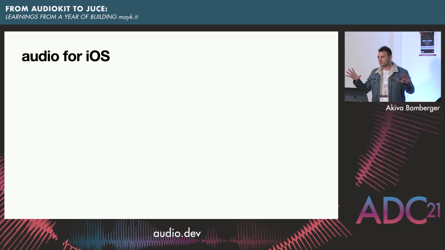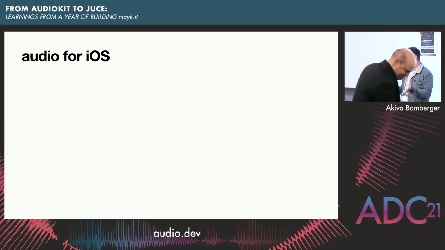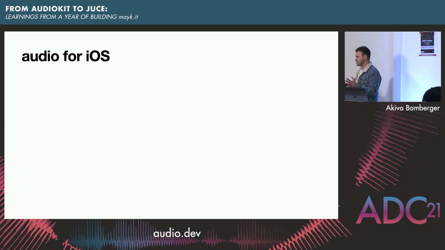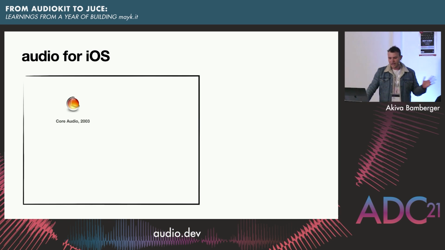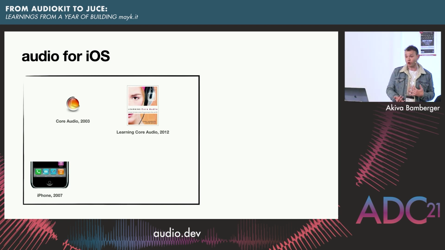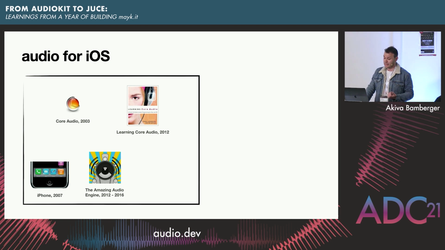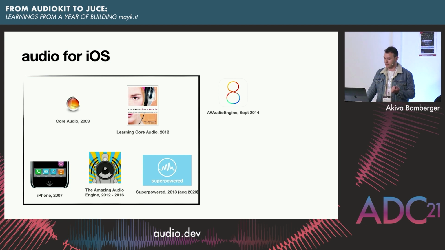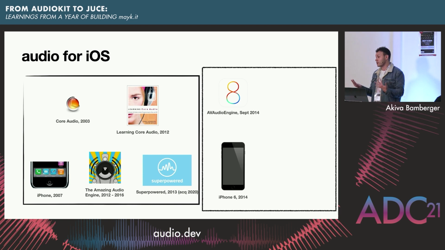If you haven't looked at the landscape of audio on iOS, this talk is going to be a bit high level in terms of technology and the choices we made along the way. In iOS, there's obviously CoreAudio, which gave birth to a whole world of experiences built on top of it. In 2012, Learning CoreAudio came out, helping people make sense of a complicated API set. The Amazing Audio Engine, JUCE, and Superpowered were built on top of CoreAudio. Then in 2014, Apple came out with a completely different framework called AVAudioEngine.